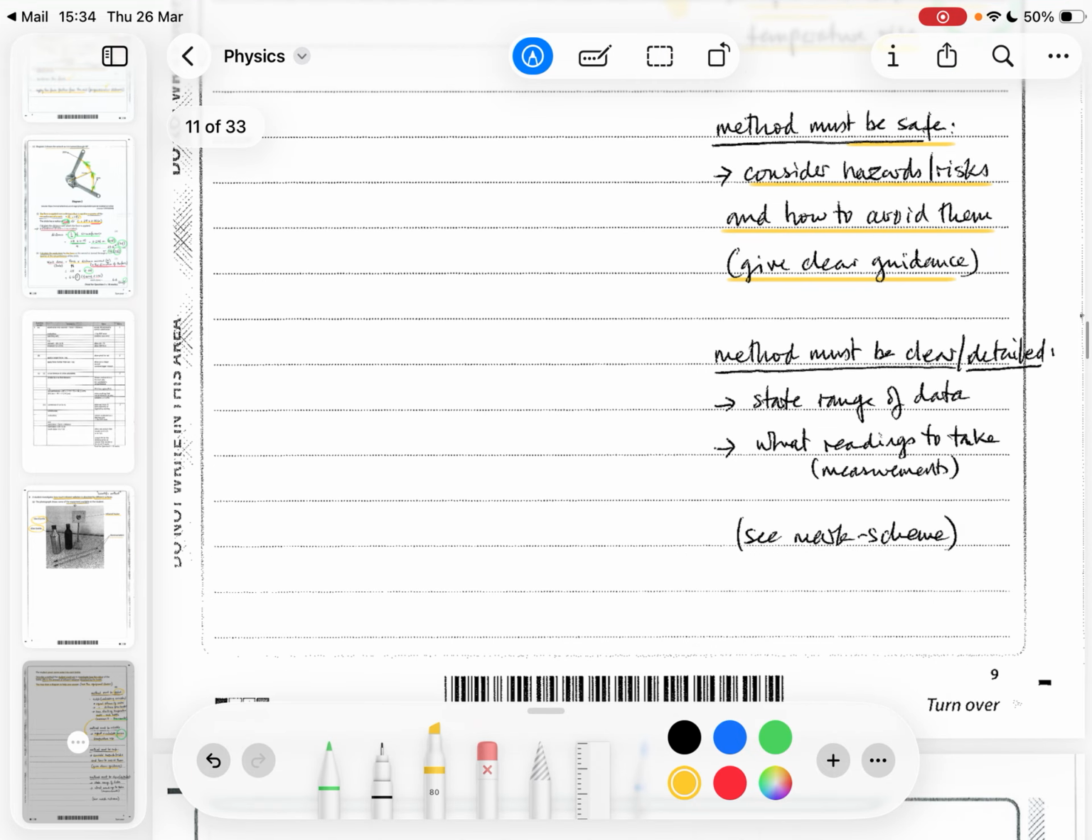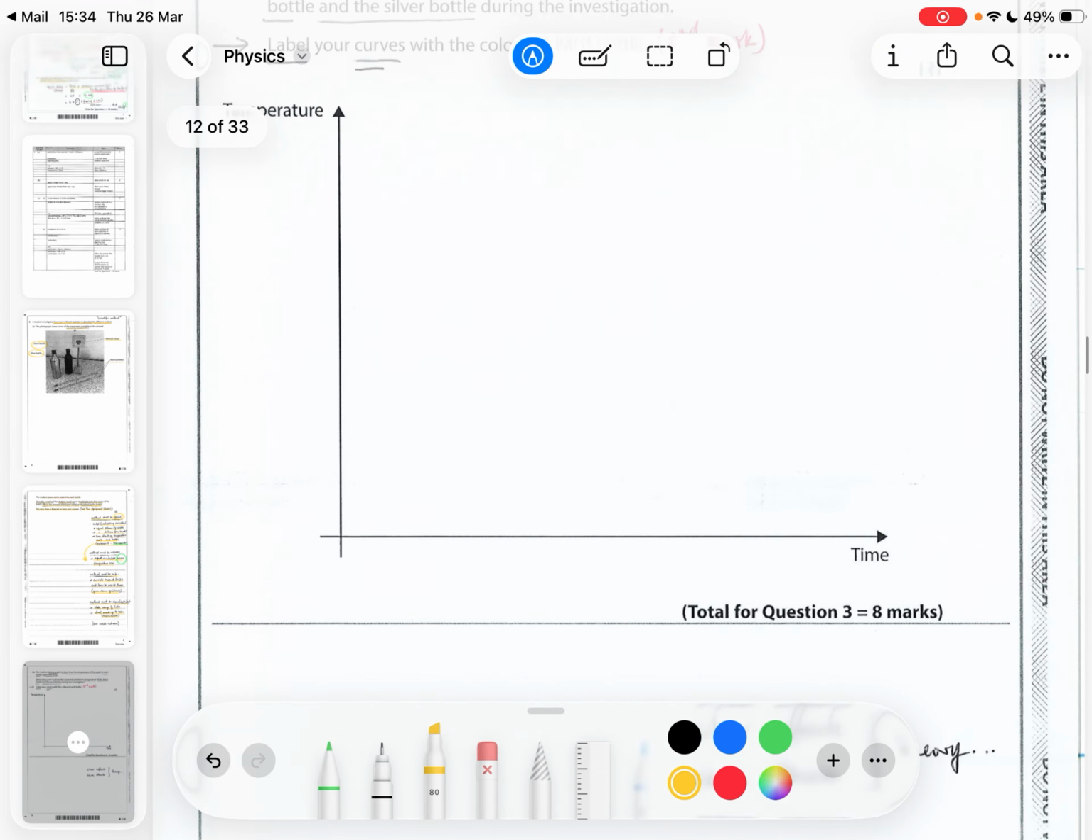The method must be clear and detailed. So state the range of data you're going to collect. So I'm going to keep the heater on for 5 minutes and measure the temperature every 30 seconds. Yeah, so what readings are you going to take? How many readings are you going to take? Yeah, and that's the level of detail that will get you more marks. Now let's have a look at the mark scheme. Yeah, straight away.